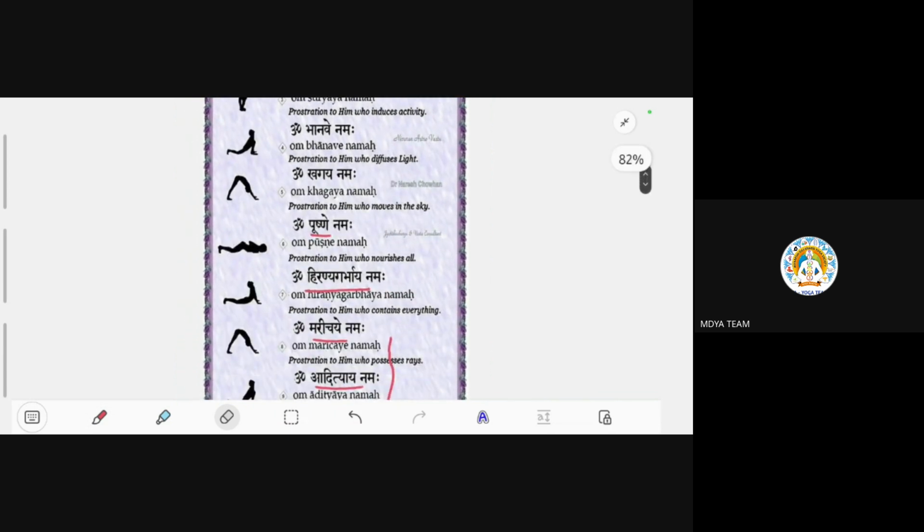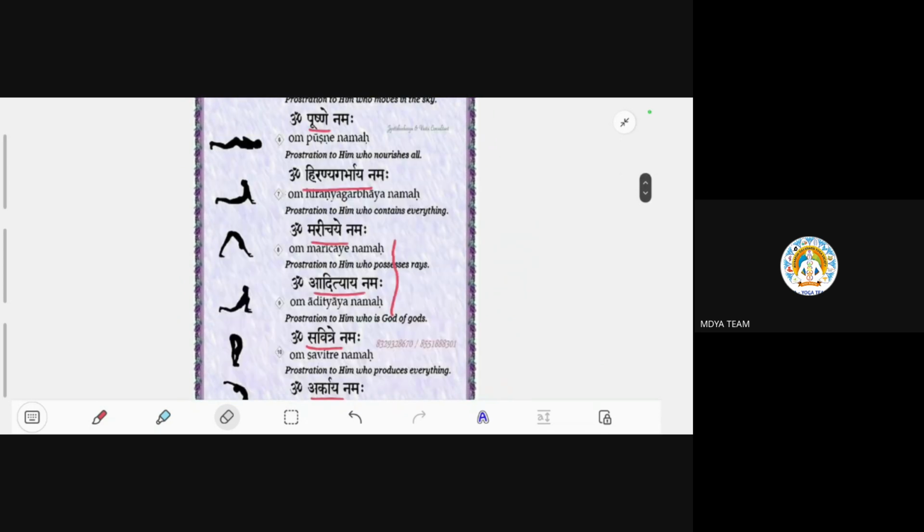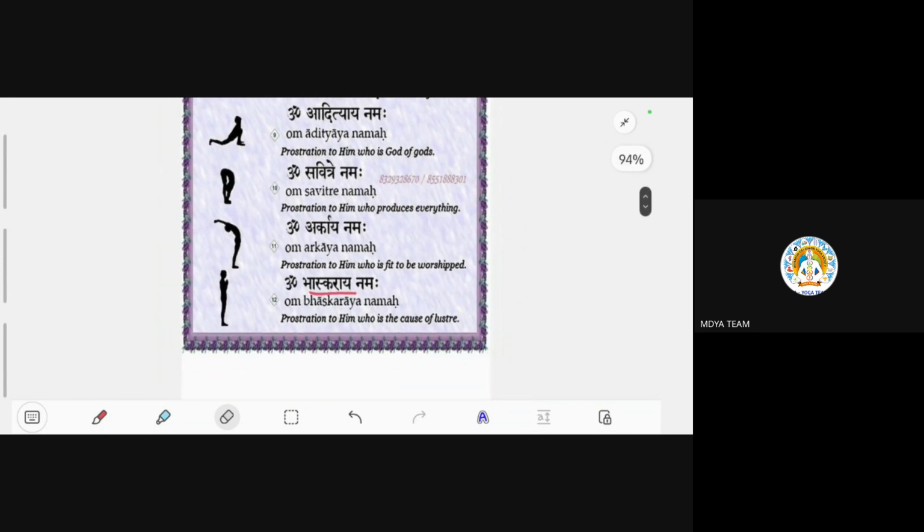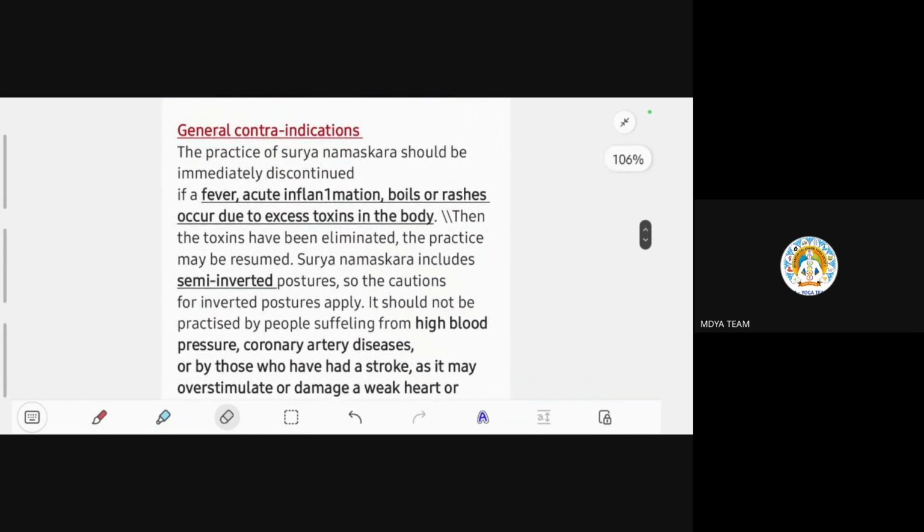Even in the last attempt, in the June attempt, this question was asked: on this posture, at this number, which asana, which mantra shall be chanted. Then they will ask you some general contraindications. I have never seen them ask contraindications for sun salutation, but still, it's very common nowadays. They might ask you regarding this. So it's not harmful to go through this.